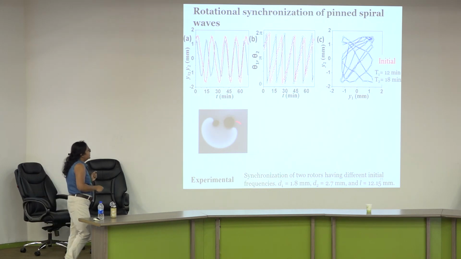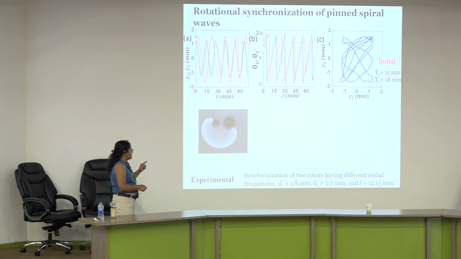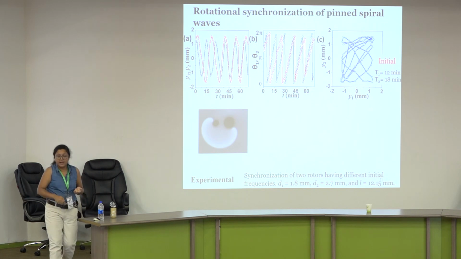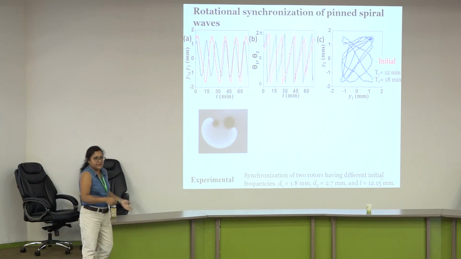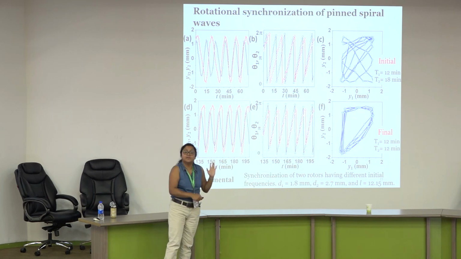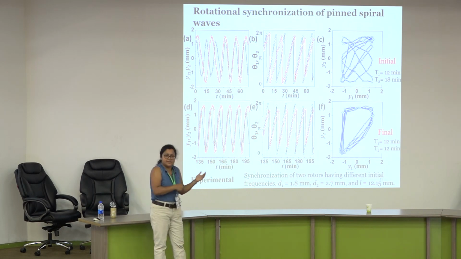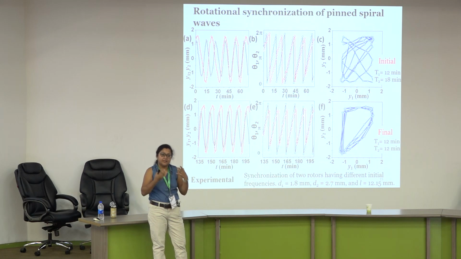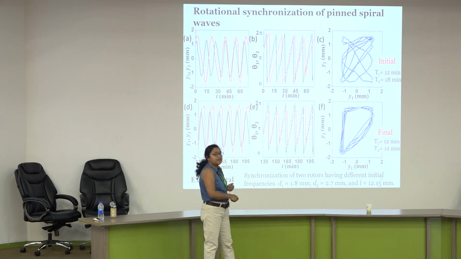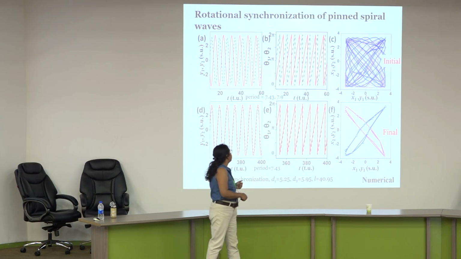Now, these are two obstacles of different diameter, 1.8 and 2.7. Initially they have quite different time periods, as you can see, and the phase diagram is all over the place. But after more than 2 hours, you see that they are in sync. There is a slight phase lag due to the difference in the size of the obstacles, but they have come to sync and the time periods are exactly the same.